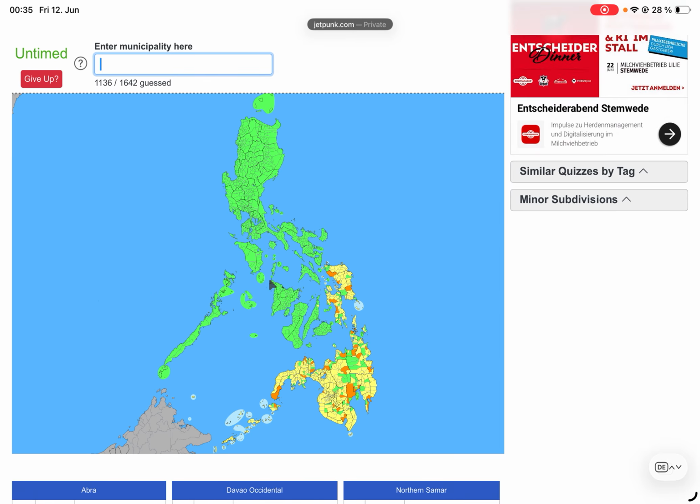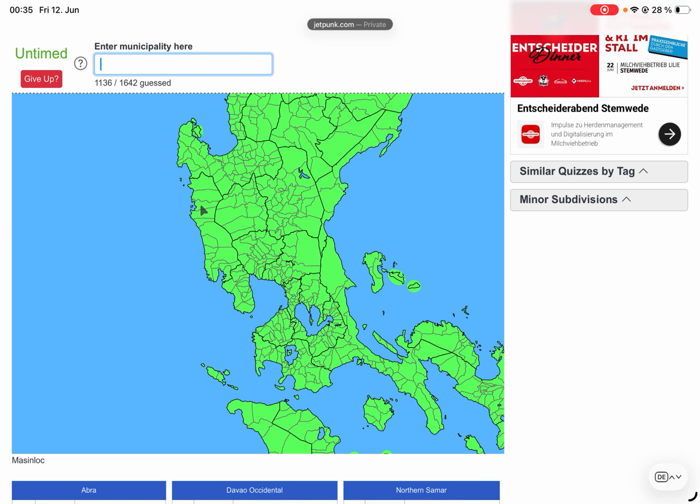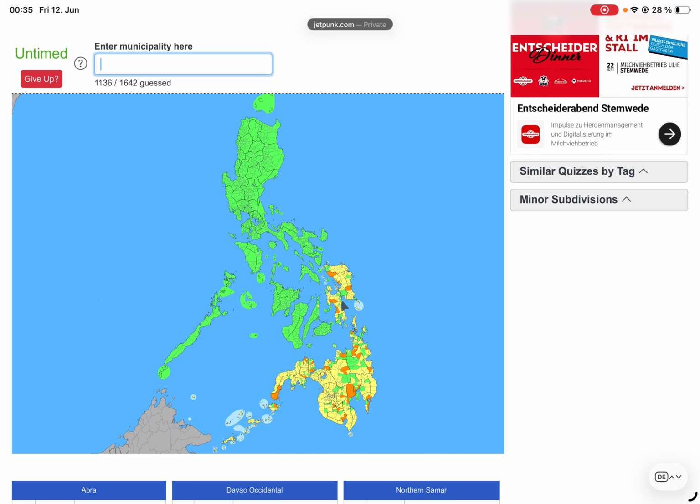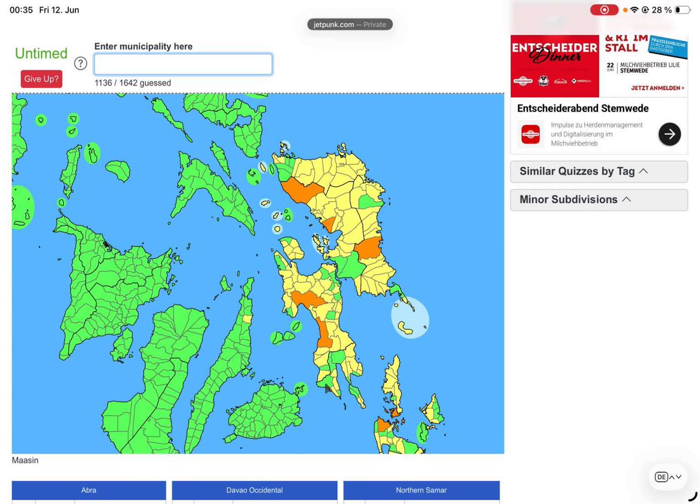I think it was named when we typed in Masinloc here in Zambales. So sometimes even if the other municipality has two A's, it's still counted as a type-in. So when you type in Masinloc, it counts as having typed in Masin. That's why the capital here is already named. But let's just quickly complete the rest of southern Leyte here.